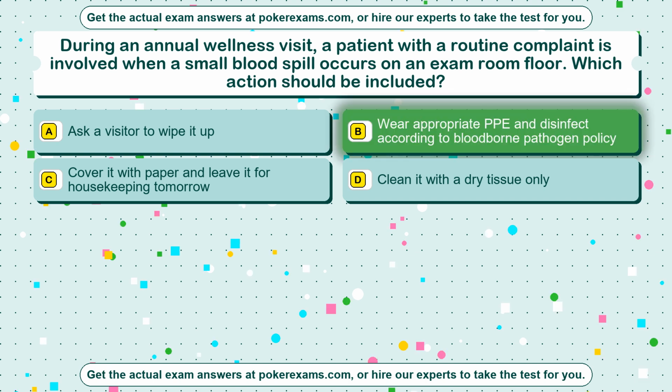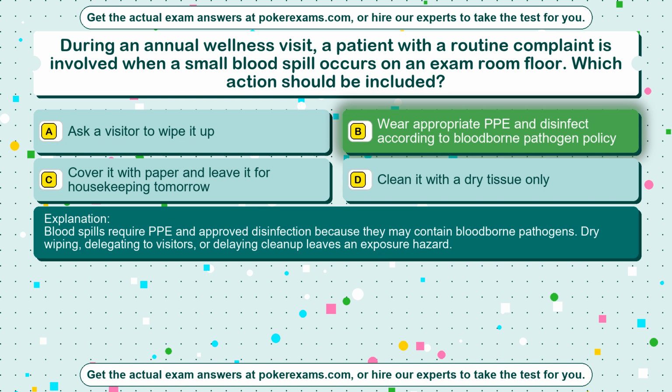The correct answer is option B. Wear appropriate PPE and disinfect according to bloodborne pathogen policy. Blood spills require PPE and approved disinfection because they may contain bloodborne pathogens. Dry wiping, delegating to visitors, or delaying cleanup leaves an exposure hazard.